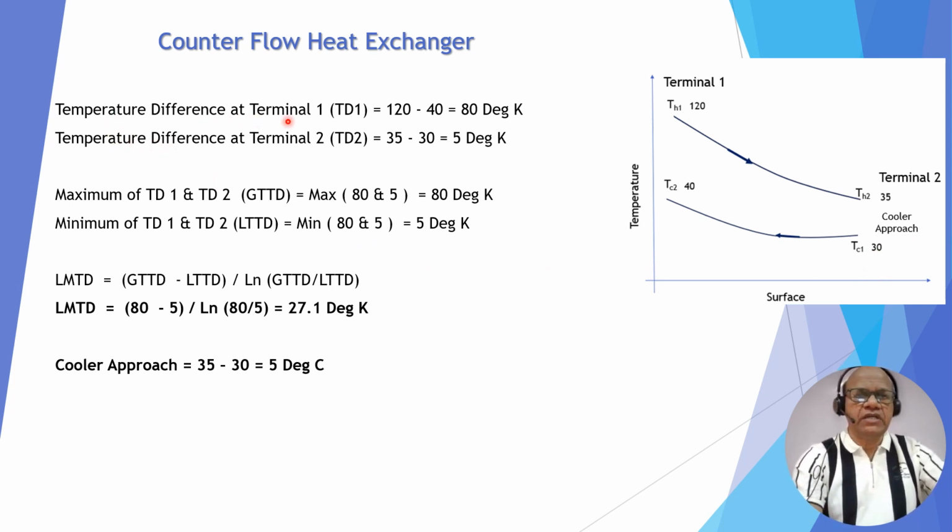So again we can calculate the temperature difference. At terminal 1 it is 120 minus 40, which is 80 degrees Kelvin, and at terminal 2 it is 35 minus 30, which is 5 degrees. Again the maximum of these two, GTTD, is 80 degrees, and the minimum is again 5. So the LMTD is 80 minus 5 divided by natural log of 80 divided by 5, which is 27.1. Cooler approach is 35 minus 30, which is 5 degrees for counter flow.